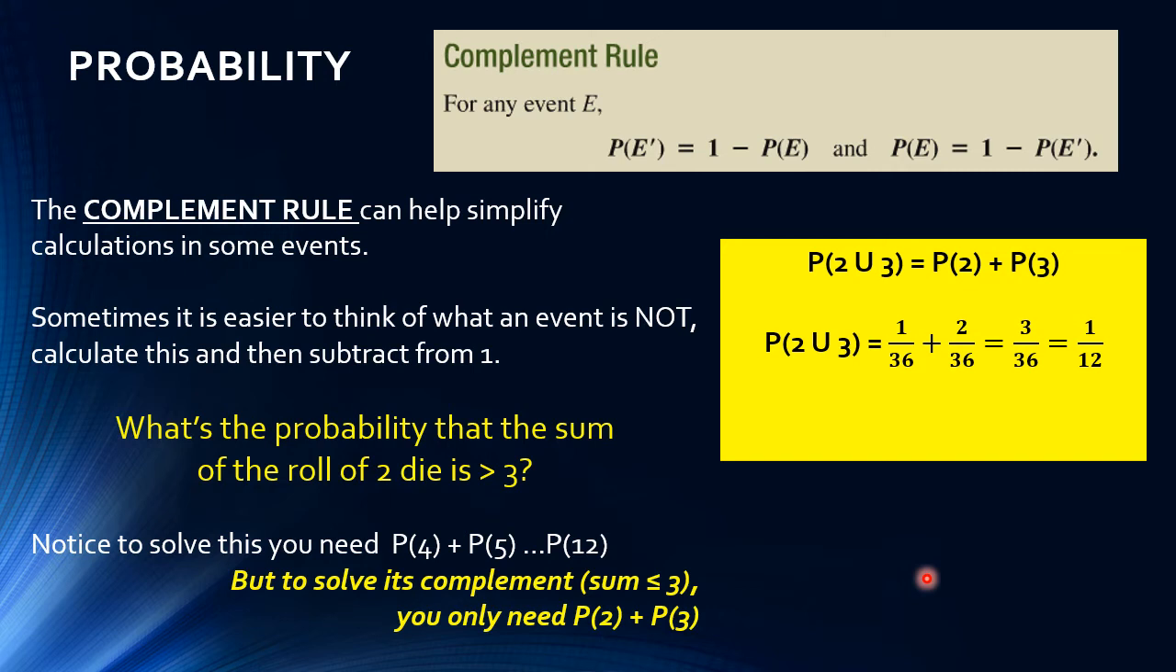Well, the probability that the sum is equal to 2 is only one situation. That's where you roll both snake eyes, 1 and 1, right? But for the probability of 3, there's two possibilities here. You roll a 1 and a 2, or a 2 and a 1. Again, you cannot have a sum of 2 and 3 at once, so there's no overlap or intersection. So we don't actually subtract it here. And so we get 3 out of 36, or 1/12.